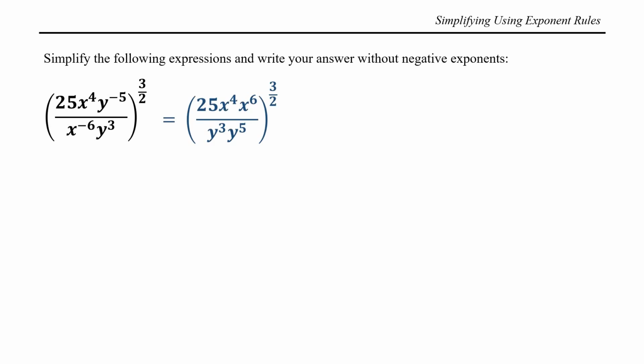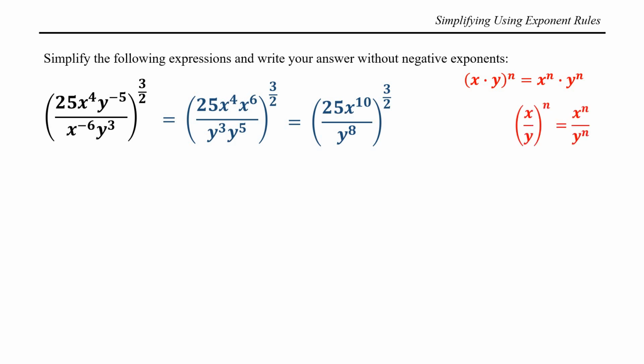So we're going to swap those, right? So we have x to the 4th times x to the 6th in the numerator, and then we move our y to the 5th downstairs. So we have y to the 3rd times y to the 5th. Now combining our x's and our y's with our exponents, we have 25 times x to the 10th over y to the 8th. And that whole thing is to the power of 3 over 2. Now we can apply 2 exponent rules to this equation. Our product rule as well as our quotient rule.